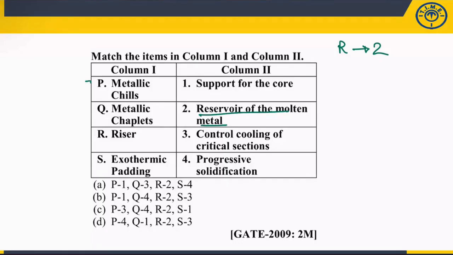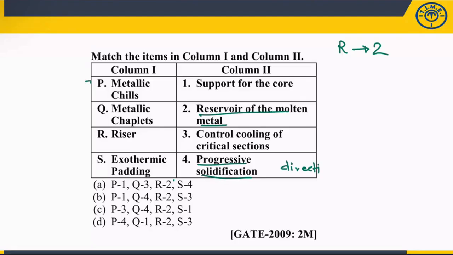So in which case, okay, in all the cases they have mentioned R is equal to 2. R belongs to 2 only. Then why are we using the chills here? Why are we using metallic chills? To get the progressive solidification, or you can write directional solidification.